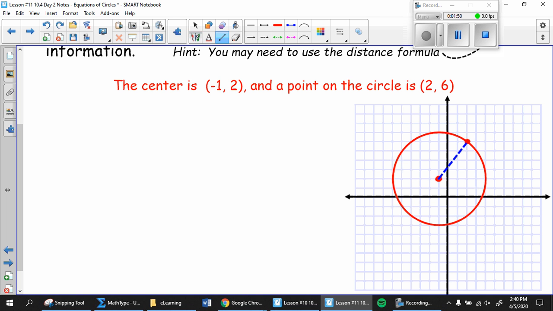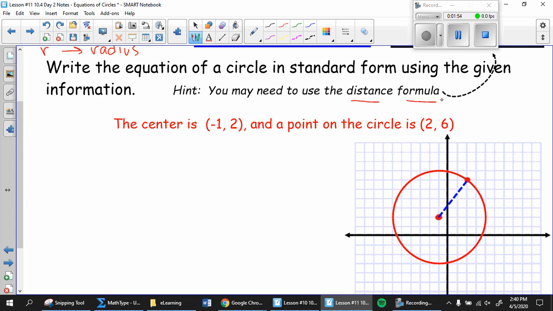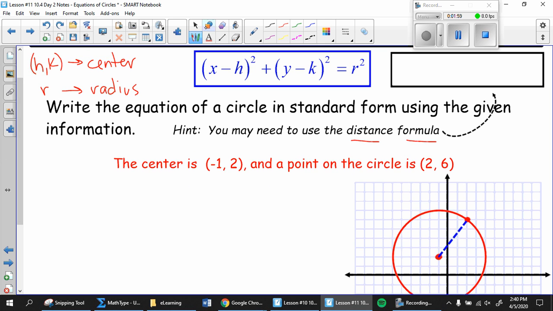Well, what we've done in the past that is going to allow us to do that is using the distance formula. We've talked about the distance formula, which allows us to find the distance or length from any 2 points. And just a little reminder, your distance formula is the square root of (x2 - x1)², so x of one point minus x of the other point, squared, plus (y2 - y1)², again y of one point minus y of the other point, squared, and then we're going to square root that.